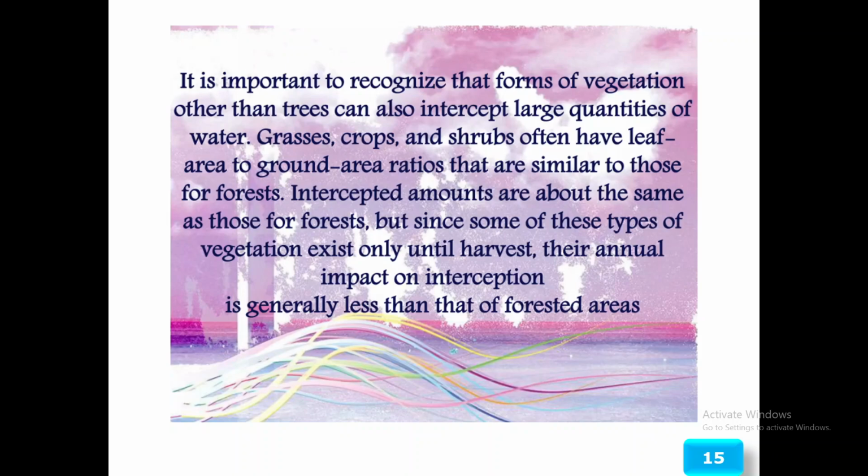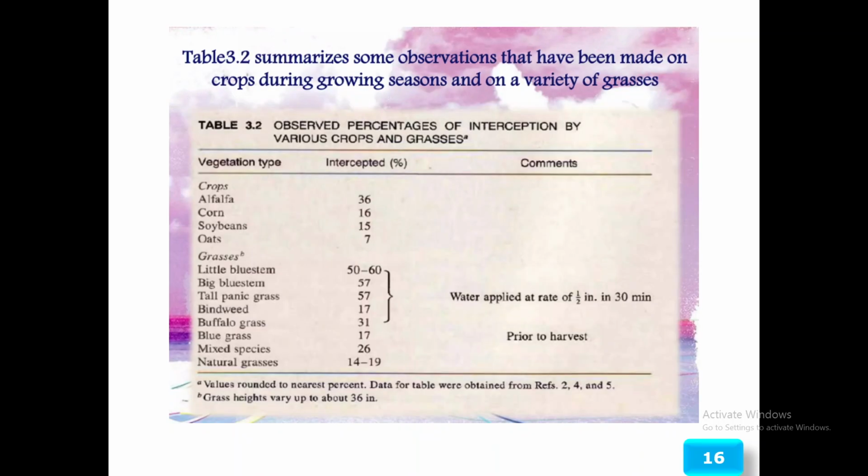So the intercepted amounts are about the same as those for forest, but since some of this type of vegetation exists only until the harvest, their annual impact on interception is generally less than that of the forest area. So here are summarized some observations that have been made on crops during the growing season and on a variety of grasses. Observed percentage of interception by various crops and grasses.